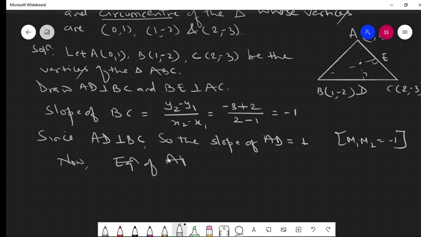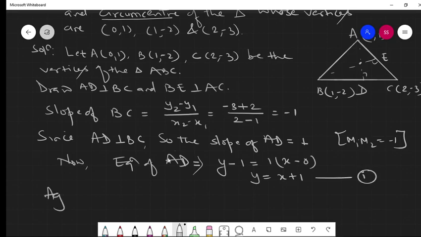Now, the equation of AD is y minus y1. What are the coordinates of A? 0 comma 1. So y minus 1 equals m, that is 1, times x minus x1, which is 0, using the coordinates of A. What's the solution now? y equals x plus 1. That is the first equation.